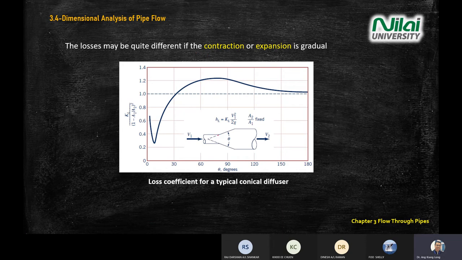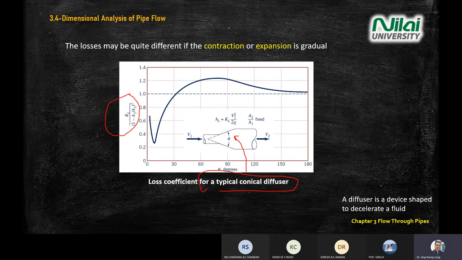What happens if you have an angle inside the pipe? Meaning you can see from this diagram that the flow is going from the left to the big pipe here with an angle theta. So you refer to this graph, you can see there's a spike of your KL value on the graph. This is for the cone diffuser, meaning you have an angle. And you can calculate your KL with this formula.